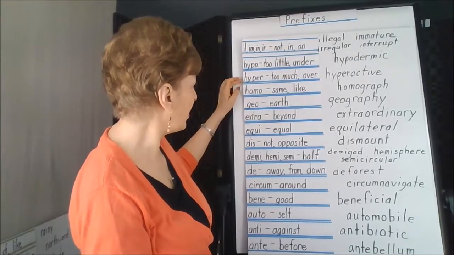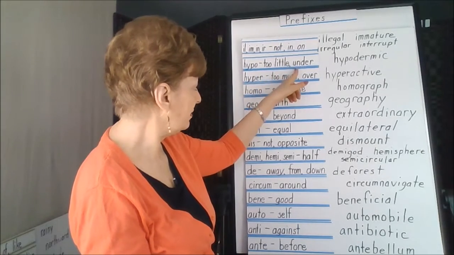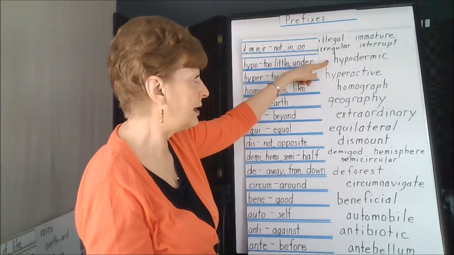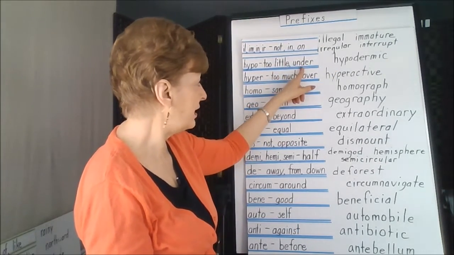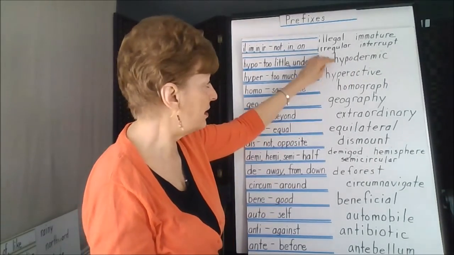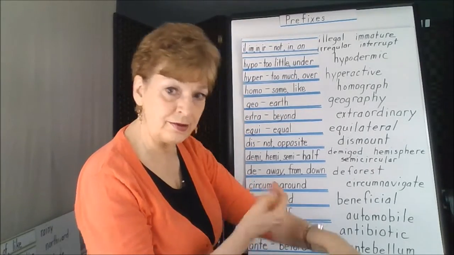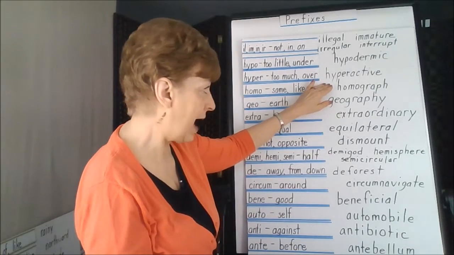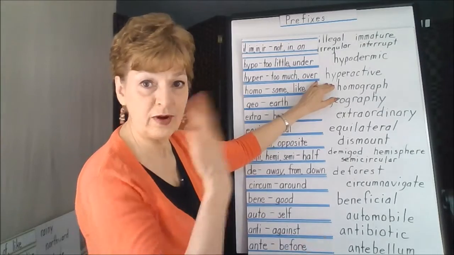Hypo and hyper. You'll get this in science, like the too little or under, too much or over. So here we have hypodermic. Hypo meaning under in this case. Derm is talking about the skin. So this is a type of needle that injects underneath the skin, a hypodermic needle. Hyperactive, that would be too much activity, overactive.